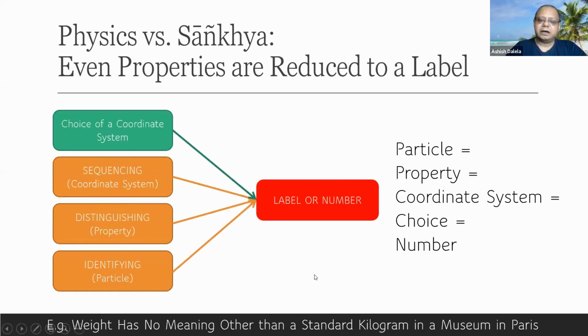So just like in mathematics, sequencing, distinguishing, identifying are just reduced to a label. In this case, even the 4th thing, the soul or the observer, is reduced to a label. So if you say, who are you? Nobody generally says I am an Atma. They will say my name is so and so. So who are you? Oh, I am Ashish Dalela. What is Ashish Dalela? It's a label, which is a name. You can also say number. It's like you get an Aadhaar card and you get a number.